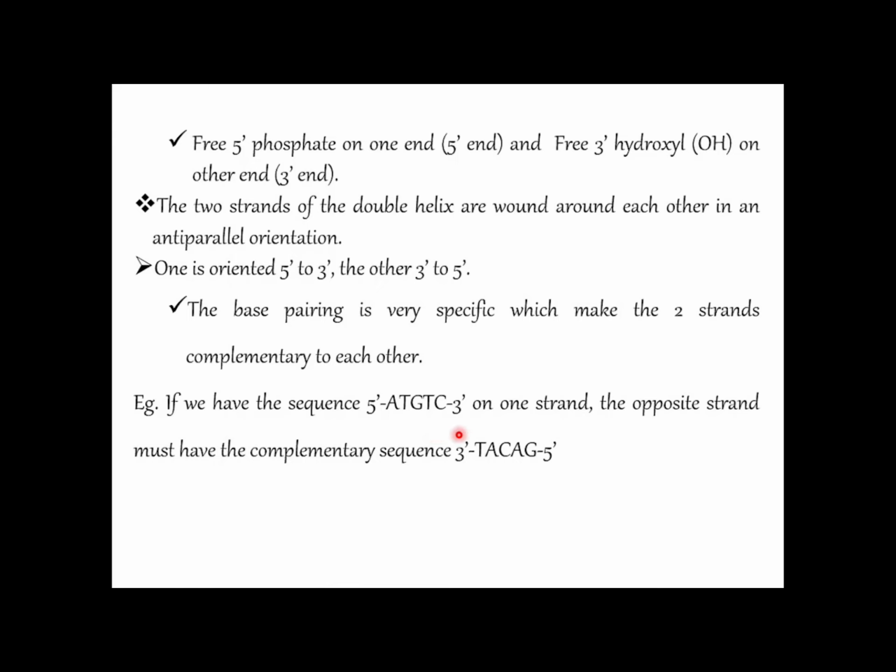Adenine never pairs with guanine. Cytosine never pairs with thymine. So always adenine pairs with thymine, guanine pairs with cytosine. So they form an antiparallel structure. Okay.